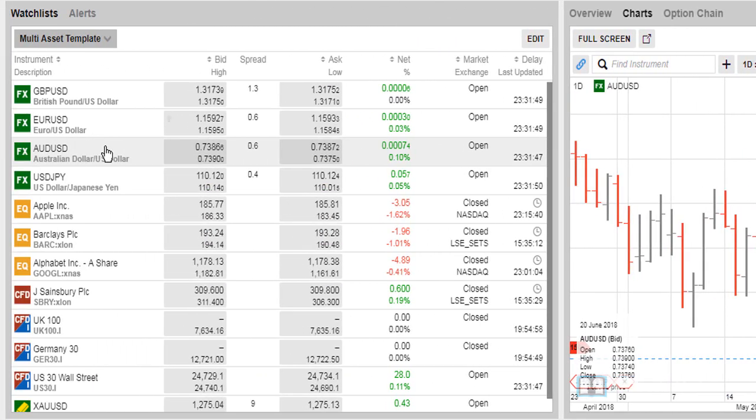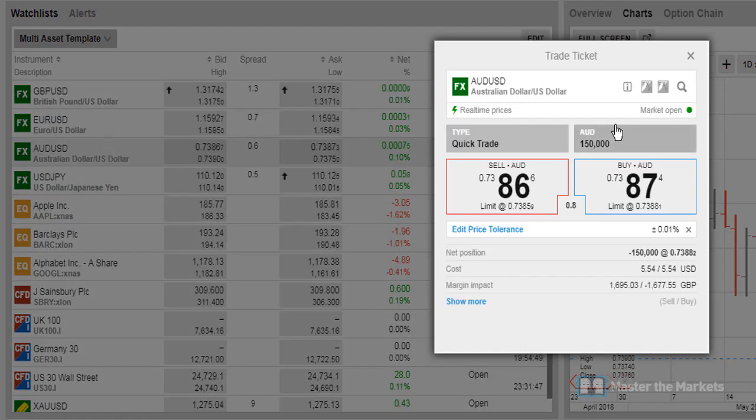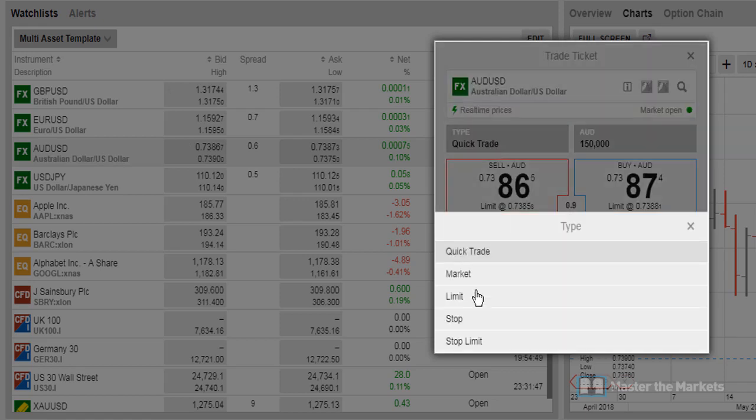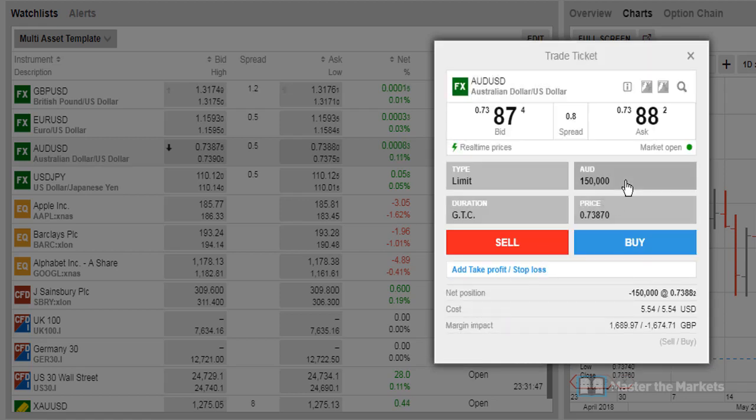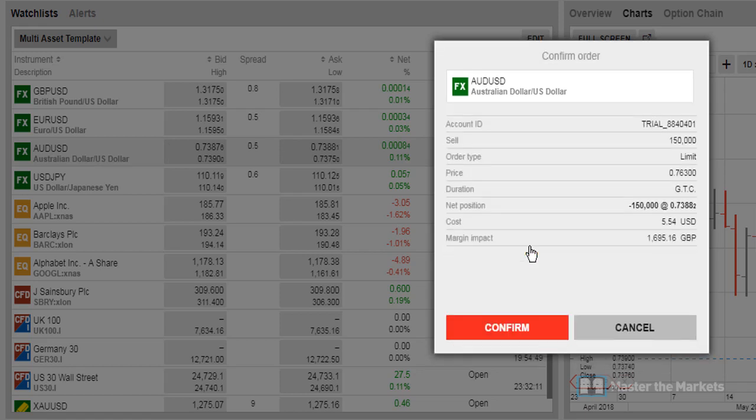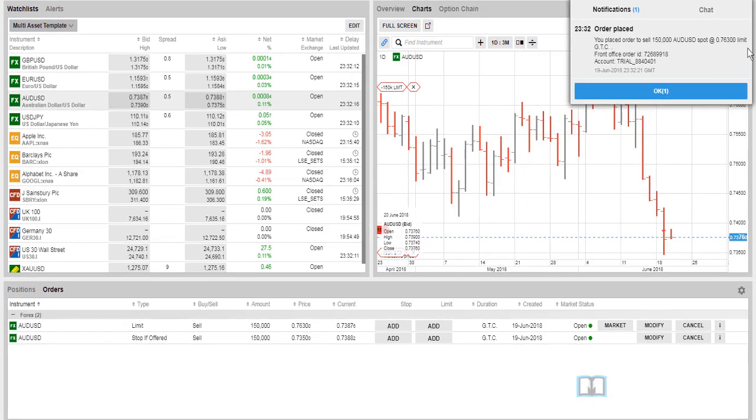How would you do that on the platform? Again, I just double click this Aussie dollar. I would use type, not quick trade, but I would use, last time I used stop. So I've shown you so far market, stop, and now I'm going to show you limit. I would use type limit. I would key in the number of Aussie dollars I want to sell, and I would key in the price that I want to sell at as well, and this would need to be a better price than where the market is, so 0.7630. And then I would add my stop loss and my take profit, very important, and then I would click sell, and there you go.